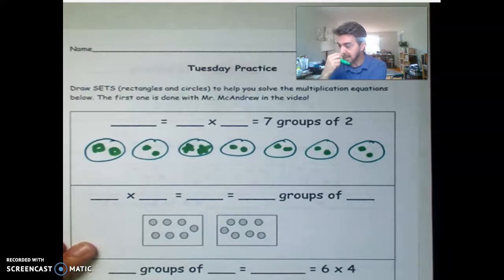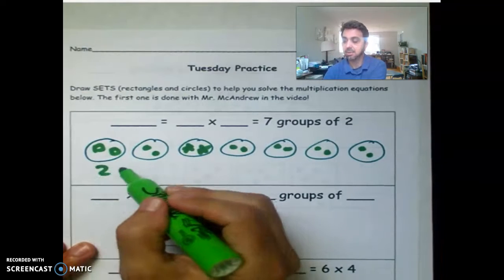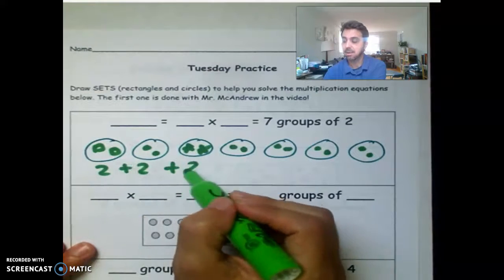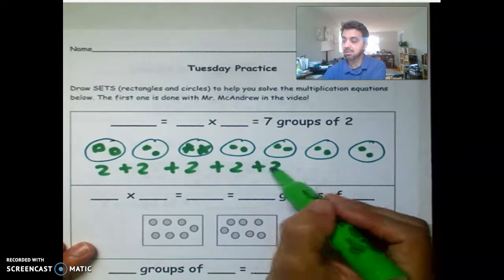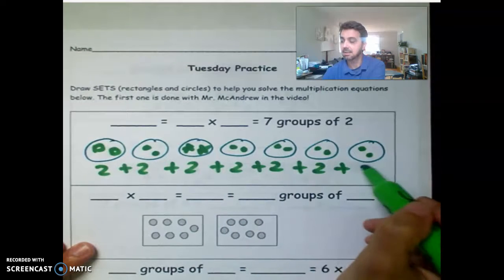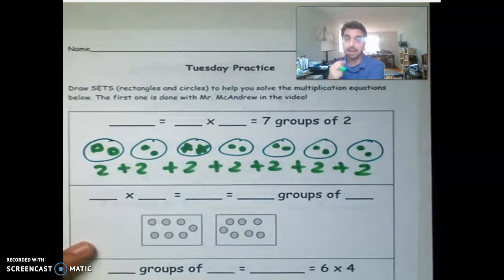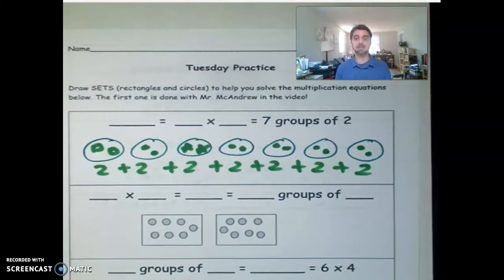So how much does that give me? So I have 2 plus 2 plus 2 plus 2 plus 2 plus 2 plus 2. There's a lot of 2. So again, skip counting is awesome for this, right? So let's do it.